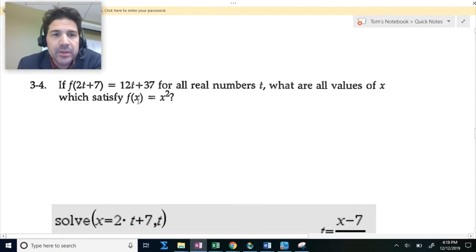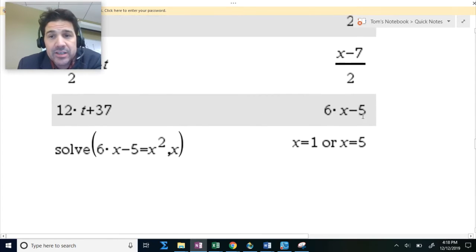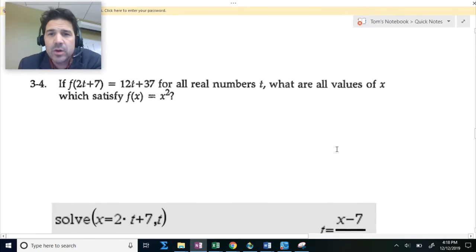All right, so I replaced this with x. I replaced this over here, so I got f of x equals 6x minus 5, and I need to make that equal x squared. So when does 6x minus 5 equal x squared? Well, let the calculator do that for you too. Solve 6x minus 5 equals x squared comma x. You get 1 or 5 as your answers. Notice the question says, what are all values?